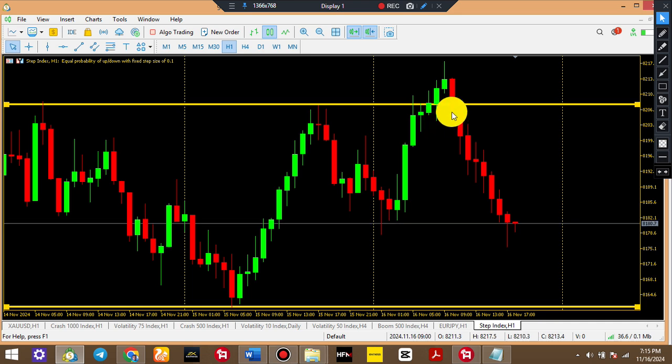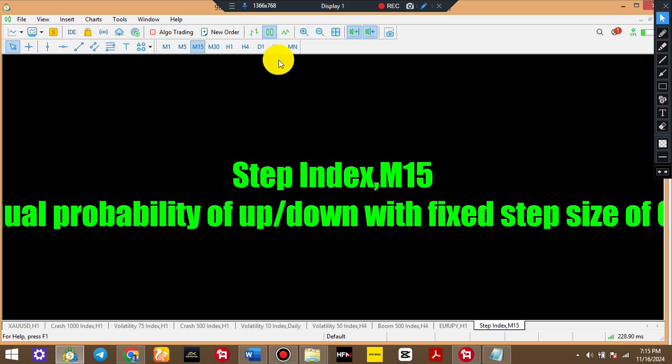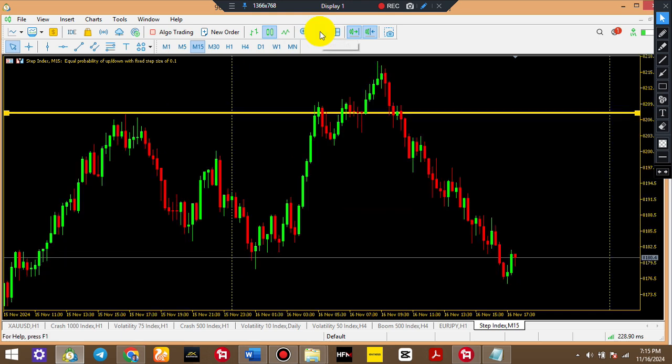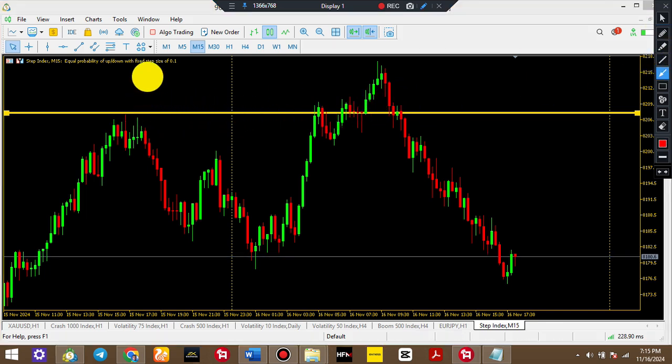For you to get it appropriately, you have to go down to the lower time frame. Let's come to the 15-minute time frame and see if we would have gotten a good opportunity to take a sell. So price broke through the previous day high, which is this one. Like I told you, this was the previous day high.